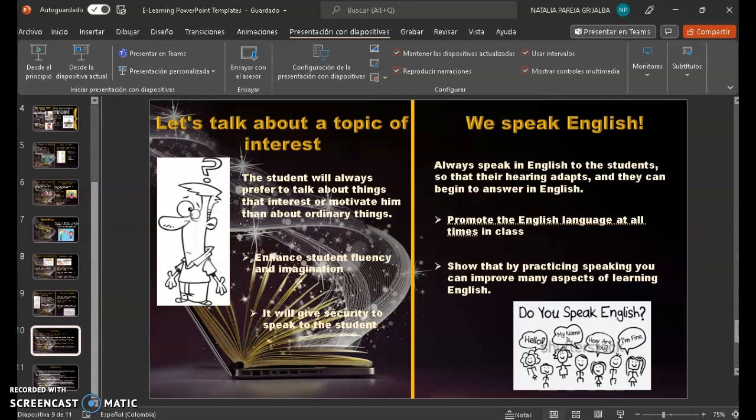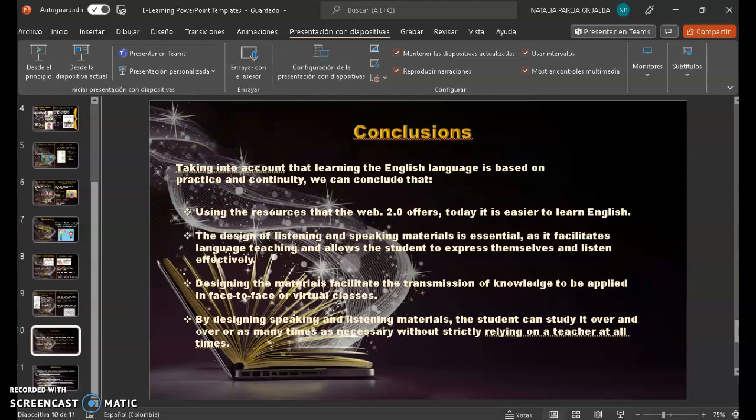Okay. As a conclusion, we have that Web 2.0 tools would be very helpful when learning a language. The designed materials will always serve again and again, since they will always be therefore a new review.